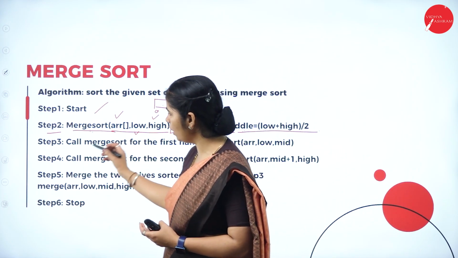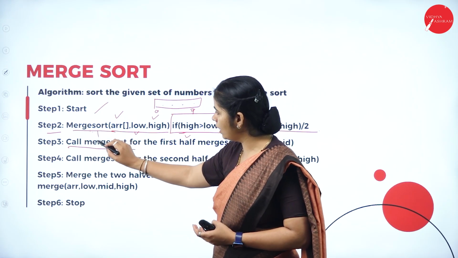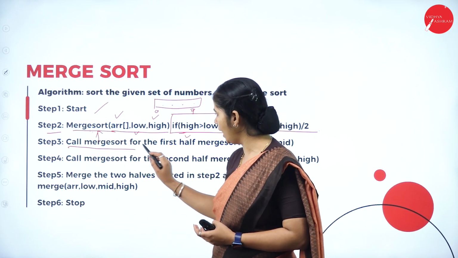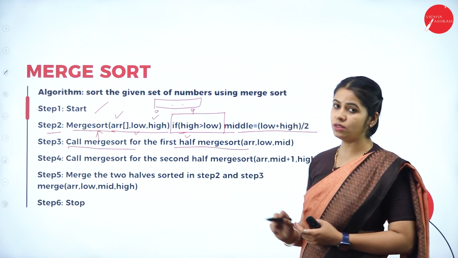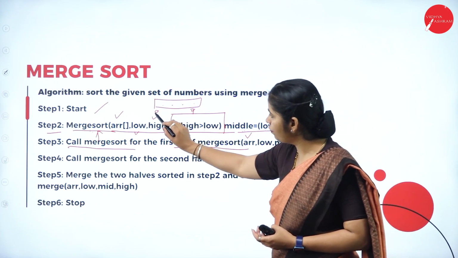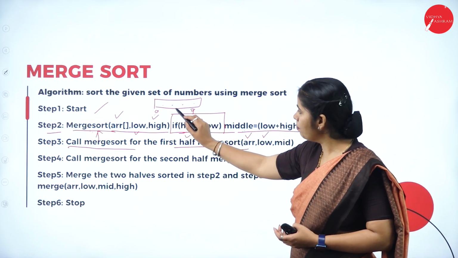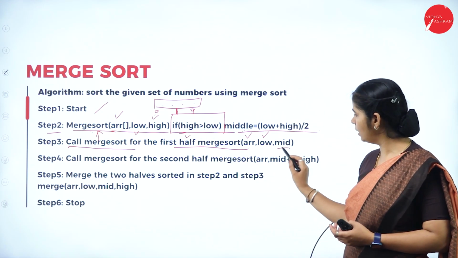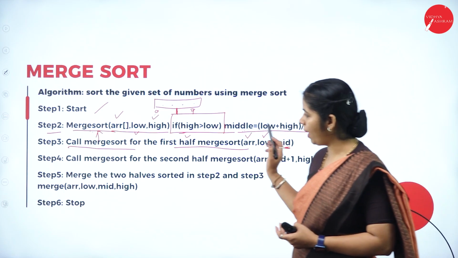Then after finding, what we have to do? We have to call the merge sort. This particular function we have to call again and again for the first half. In the first half, what we have to take? We have to take an array, the first index value and the mid value. Yes, the mid value we have to pass as an argument or parameter.